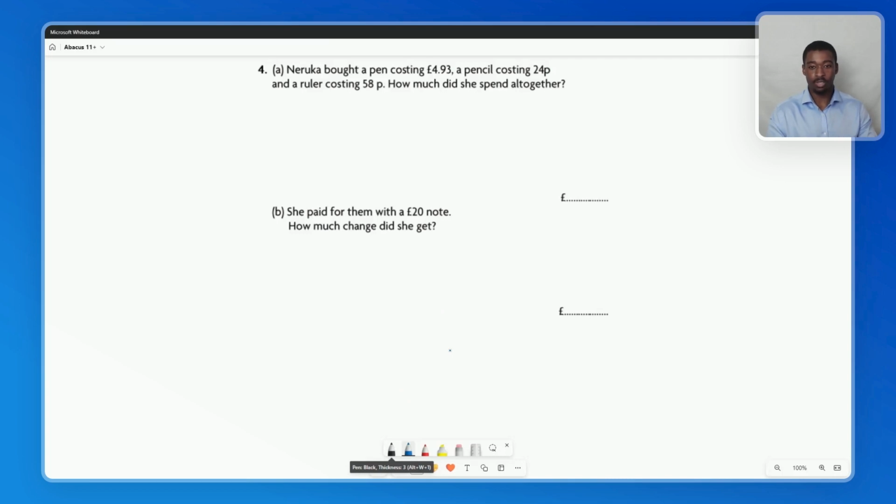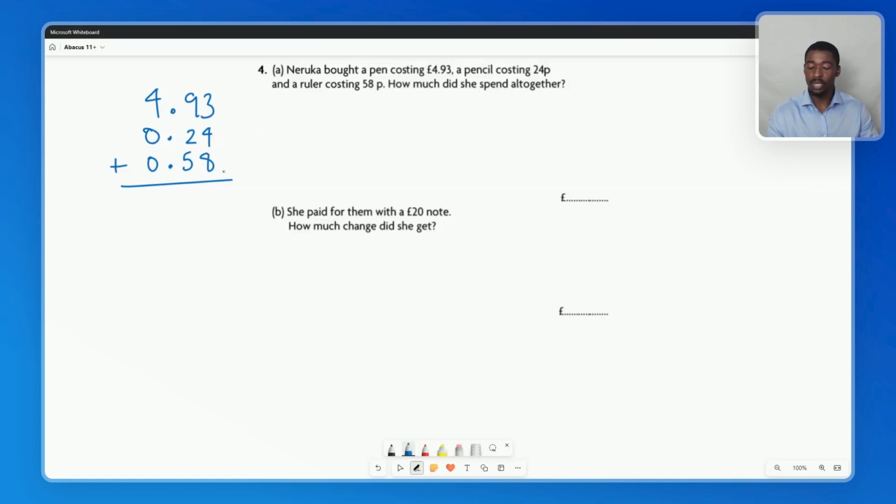Okay, so here for part A, we have different sums we have to add up. So here, Naruka buys a pen costing £4.93, then 24p for a pencil, then 58p for a ruler. So let's add these up. £4.93, 24p, 58p, right? Notice how some of these are in pounds, some of these are in pence. Very important to not make a mistake on. So how much did she spend altogether? Let's simply add these up.